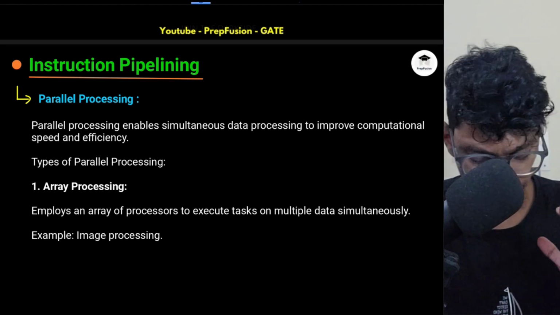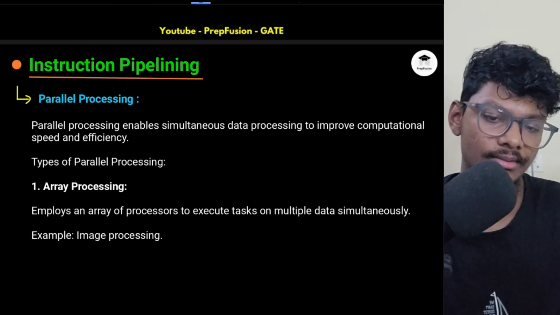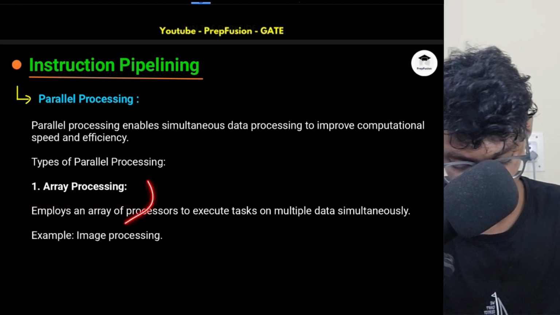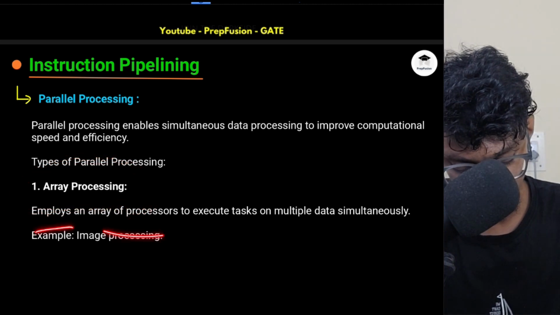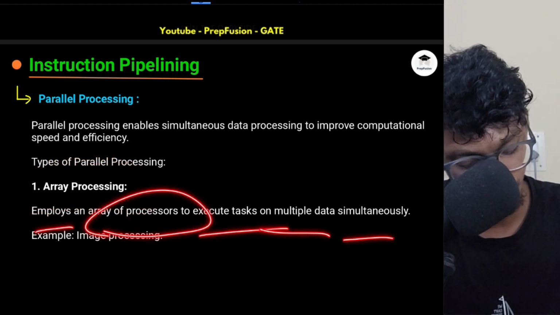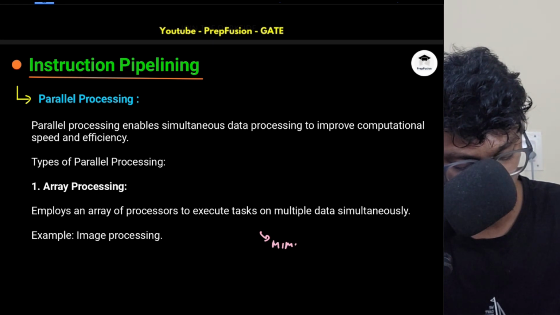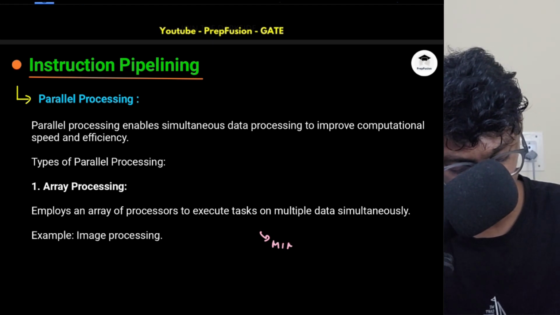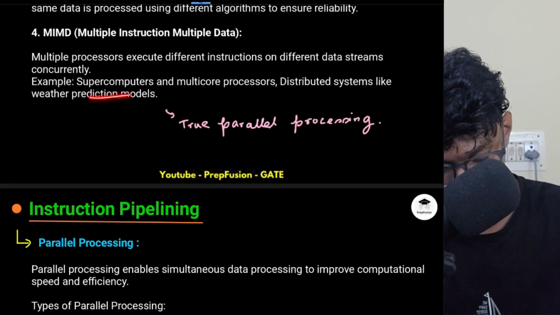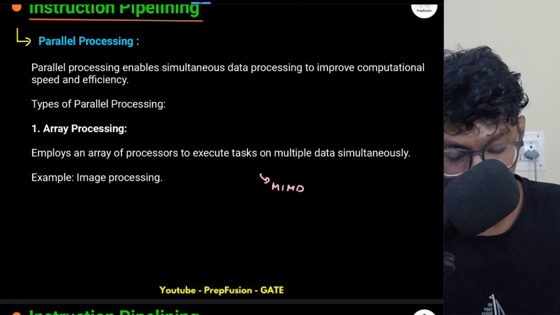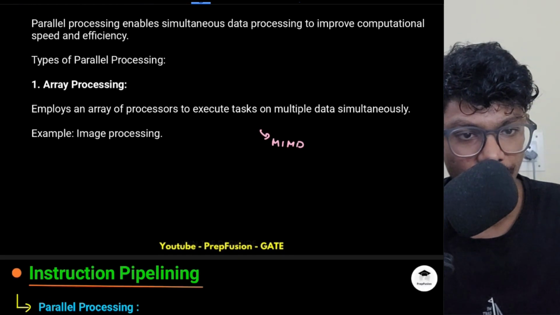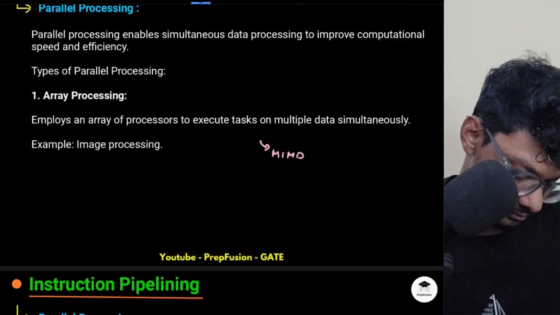There are many types of parallel processing, so we'll understand those. The first one is the array type, which employs an array of processors to execute tasks on multiple data simultaneously. So this is like MIMD, the one that I have just told you at the end here. This is just that. Another type of parallel processing is there.